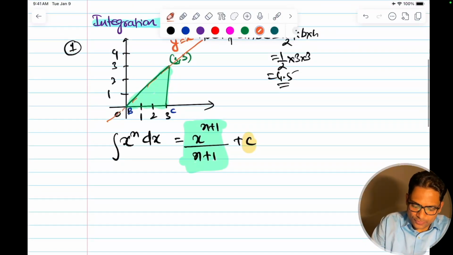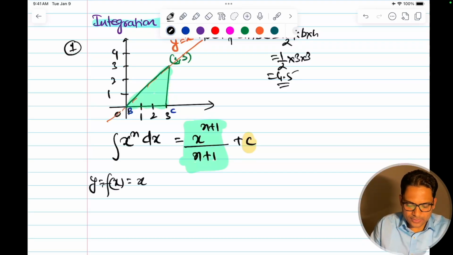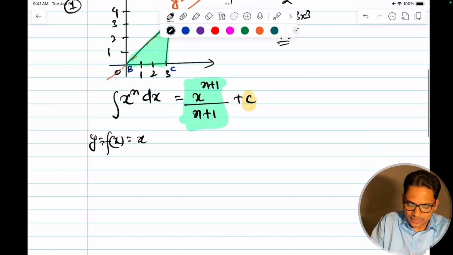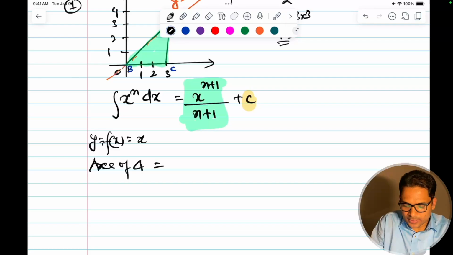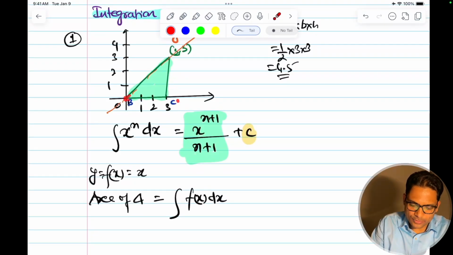So now we know that my f of x is equal to x, y is equal to f of x, y is equal to x, you can write like this. And if I integrate f of x dx, I can write my area of triangle as integral f of x dx. Okay, and what will be the range of integration, from here to here, from 0 to 3.